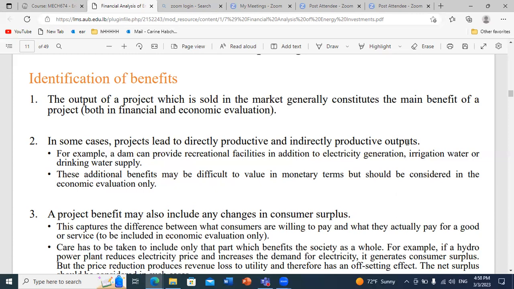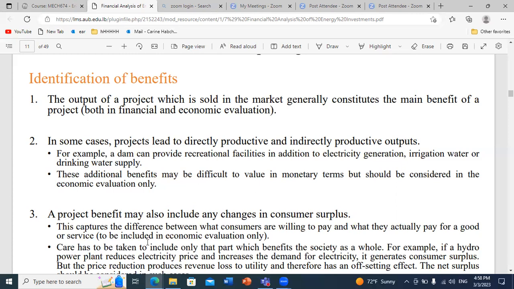Now, another aspect is that a project benefit can also include any change in the consumer surplus. What do we mean by this? Sometimes, as we mentioned, when you implement a project, maybe you will not sell a product, but you will save money. We gave already the example of a home that is implementing a solar system. What is the benefit for this home? The reduction of the electricity bill. If your system is completely independent, you can get rid of the electricity bill. So this is the real benefit for you.